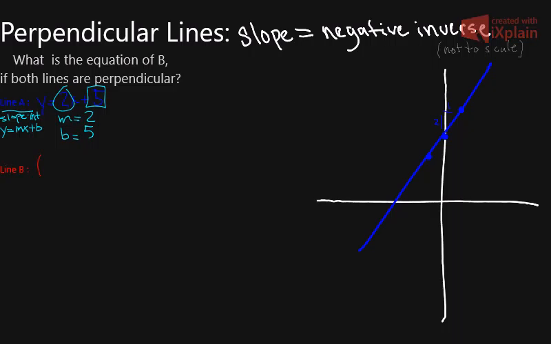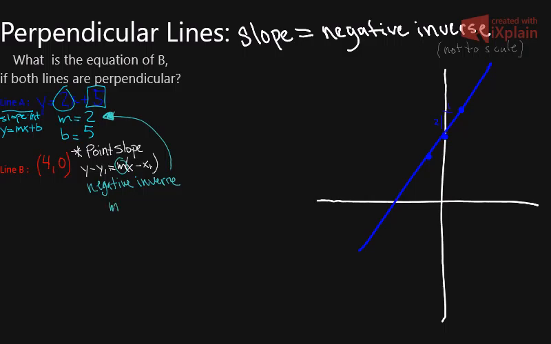And then line B, it gives us the point (4, 0). And so, since we have a point, we're going to use point-slope form, which is the formula you see below. And for the m, the slope that we're going to plug in, all we have to know is that it's the negative inverse of line A's slope. So m for line B is going to equal negative 1/2.